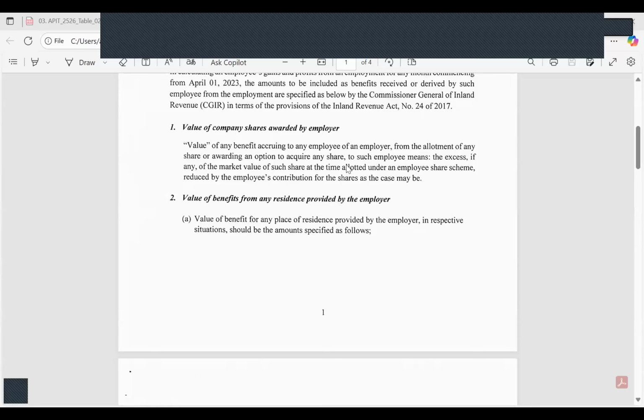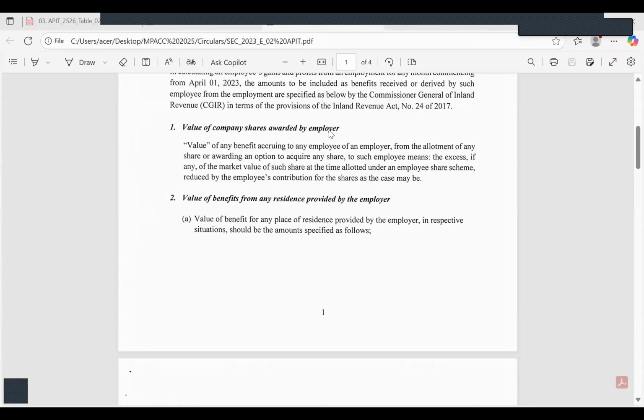That means sometimes company shares are awarded by employer to employees. So at that time, we should consider the value for the employment income. At that time, we don't know which value we have to consider because that is an award. So because of that, this document says how to determine the value for the employment income. It says value of any benefit accruing to any employee of an employer from the allotment of any share or awarding an option to acquire any share to such employee means. So we have given the definition.